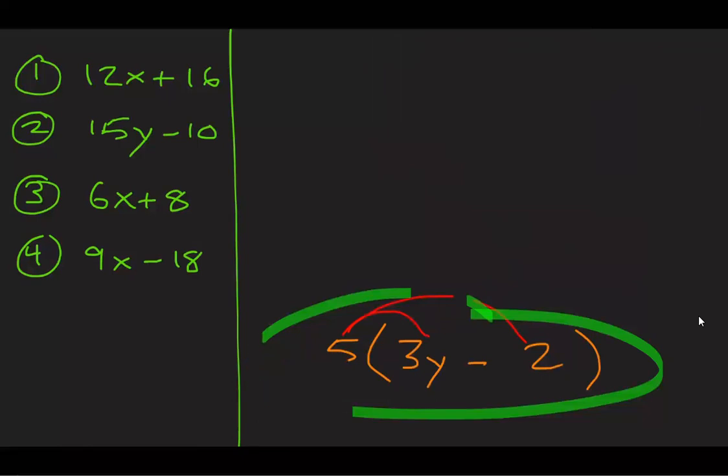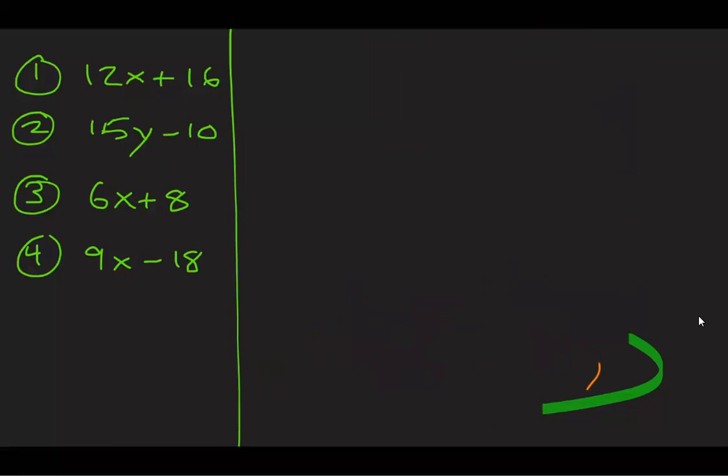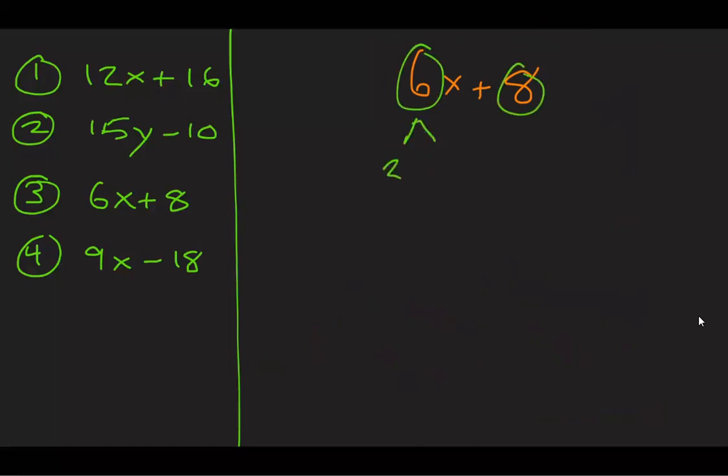So now number 3, I encourage you to pause the video and give this one a try. And let's go ahead and have a look. 6x plus 8. So we'll breeze through this one because we talked about some of those steps. Circle the numbers. 6 can become 2 times 3. 8 can become 2 times 4. 4 can become 2 times 2.